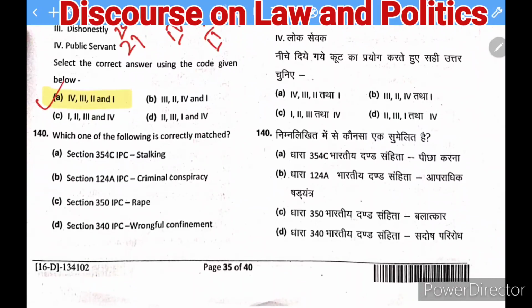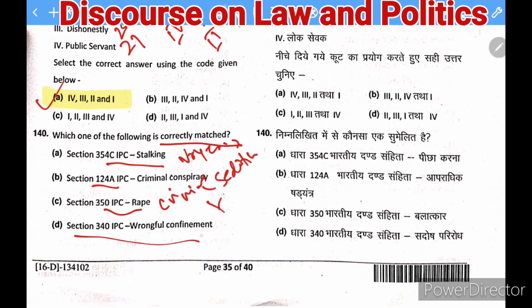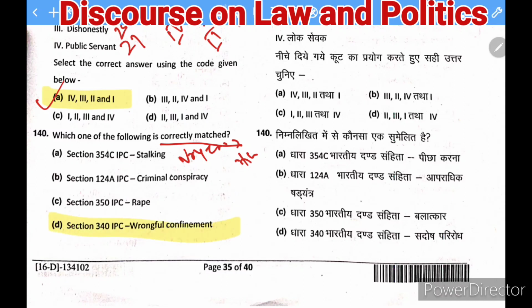Moving to the next question. Which one of the following is correctly matched? Now let's see the options given. Section 354C of the IPC is not correctly matched here. 354C is about voyeurism. 124A of the IPC is about sedition. 350 of the IPC is about criminal force, and only this is correctly matched. So what do you find is correctly matched? The correctly matched is 350.